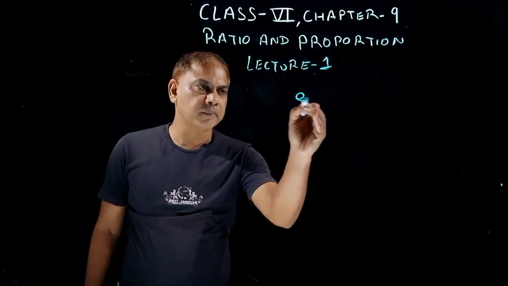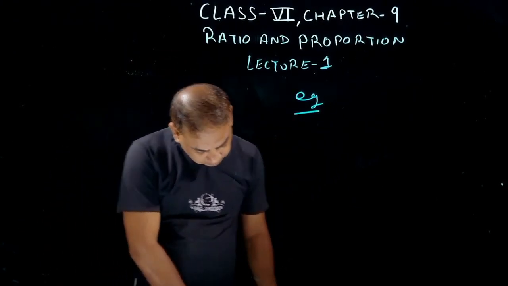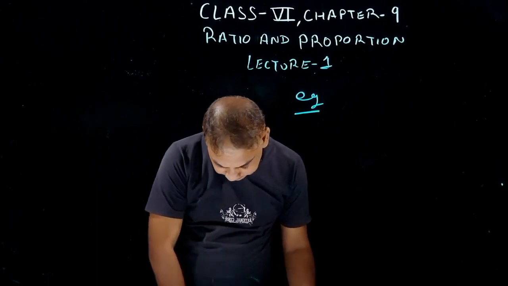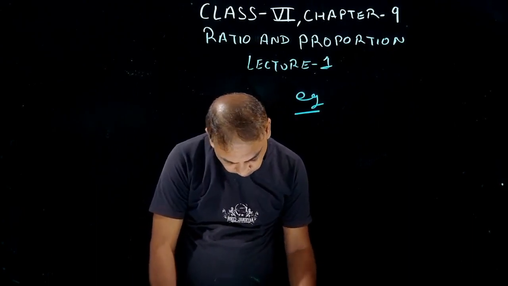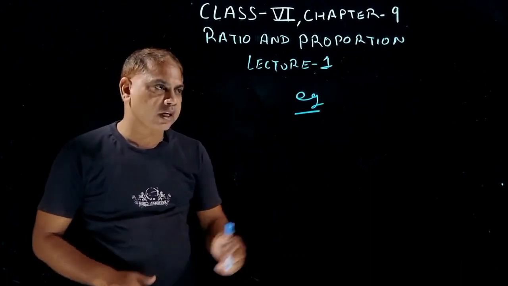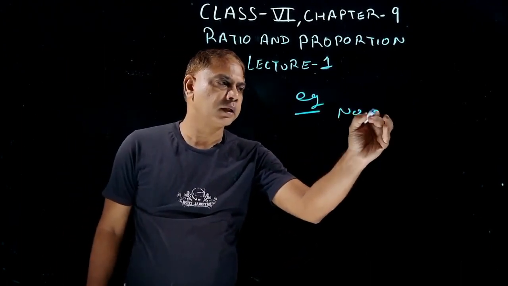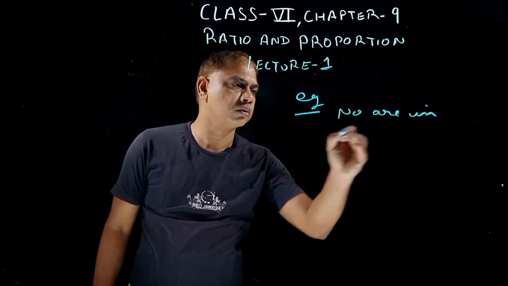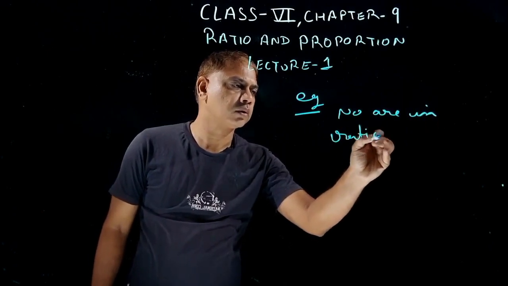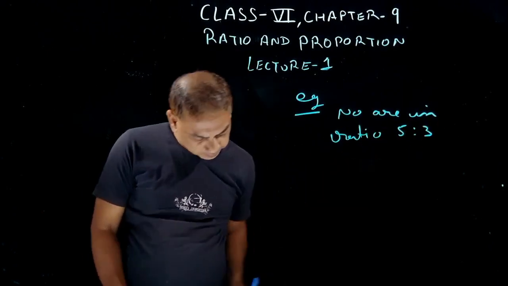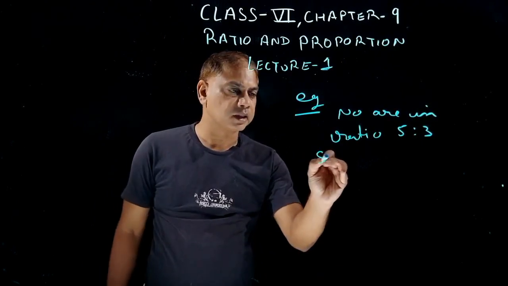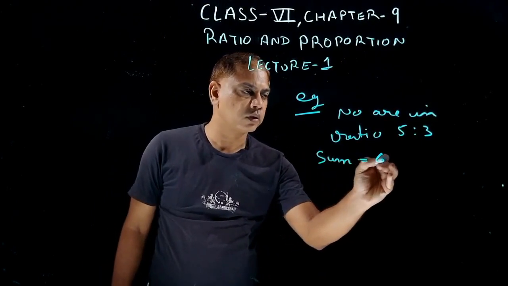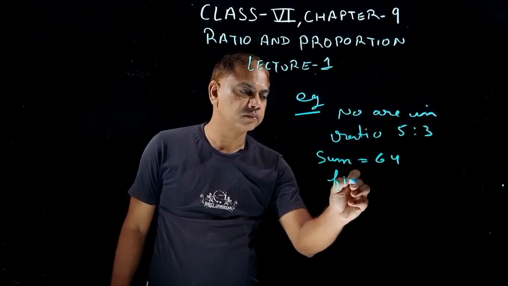Now one more example students. Example is, the numbers are in the ratio 5 is to 3. If the sum of the numbers is given as 64, find the numbers.